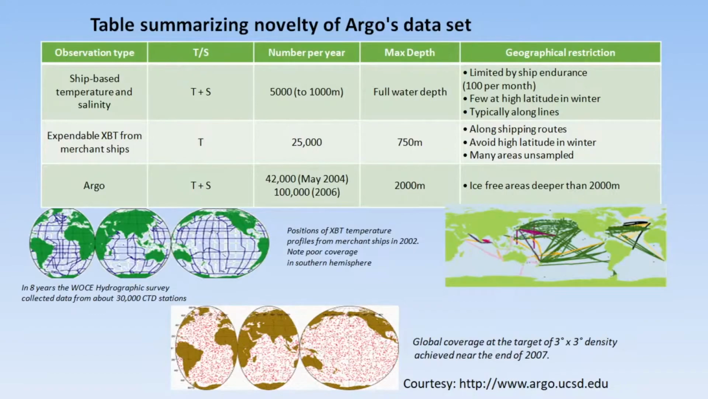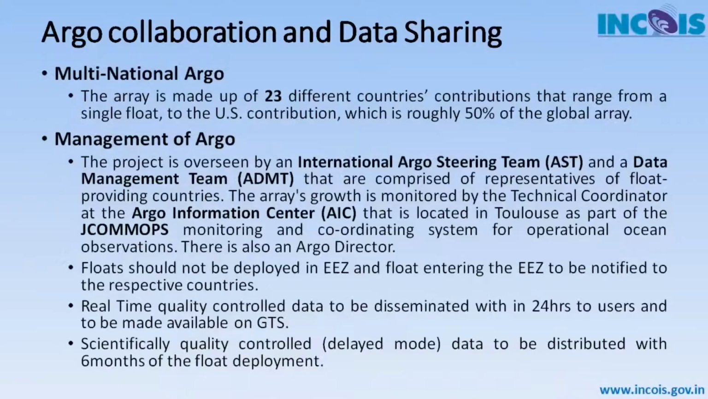So that's the best thing about the Argo program. And coming to the collaboration and data sharing, as I told in the beginning, it's a multinational program. There are almost 23 different countries contributing, from a single float to more than 50%. The US is the biggest contributor, almost 50% of the global array. And other countries, for example, India has contributed almost 493 floats, so roughly 500 floats, to this particular program.